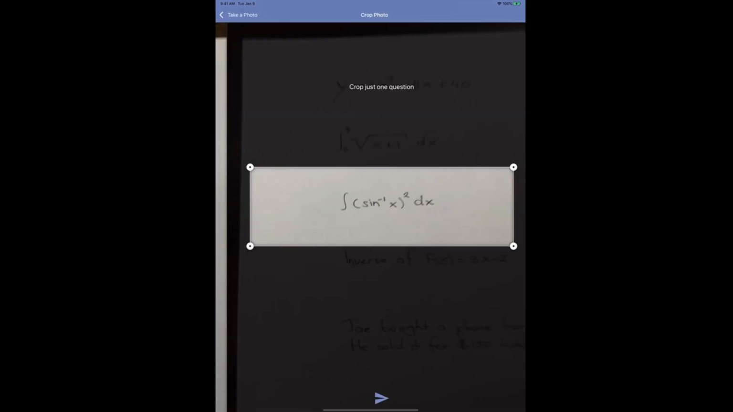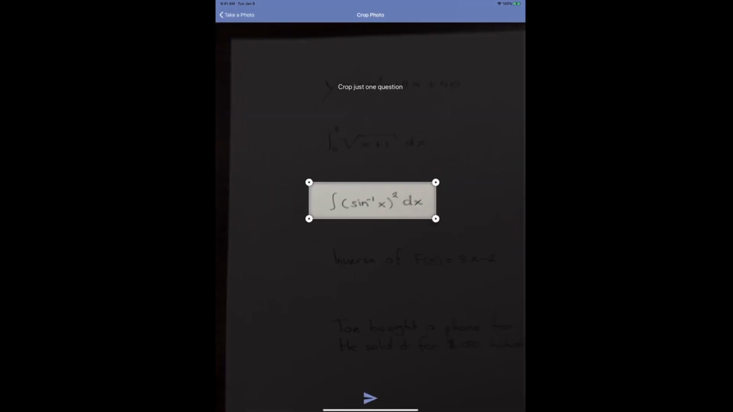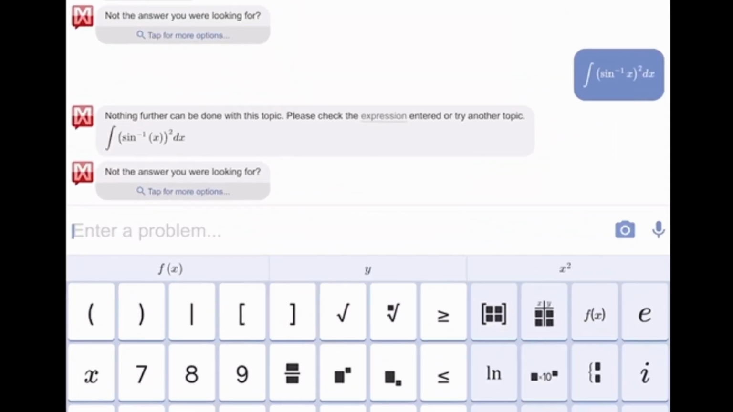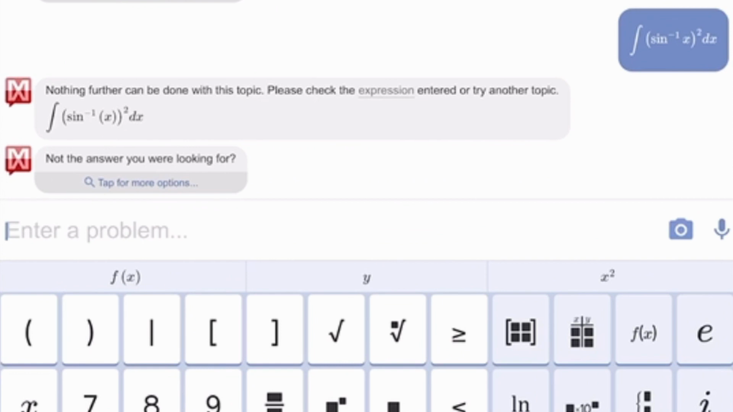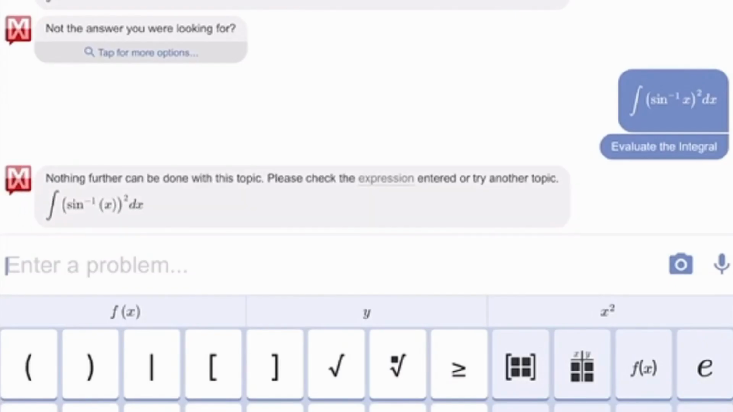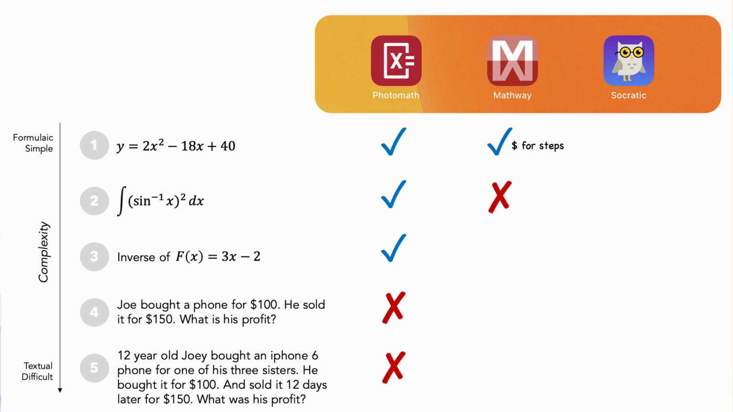Let's do a third one. Picture again. It's much faster that you don't have to log in at the start. Here it says nothing further could be done. That's a different one. Maybe there's more options here. Evaluate the integral. Nothing further could be done. So this one can't really handle this particular integral versus the other app.